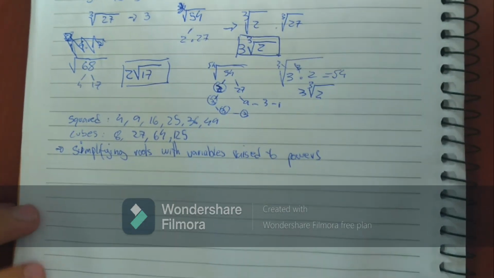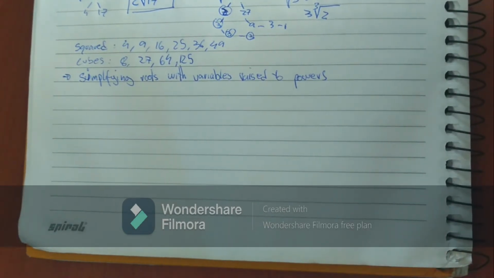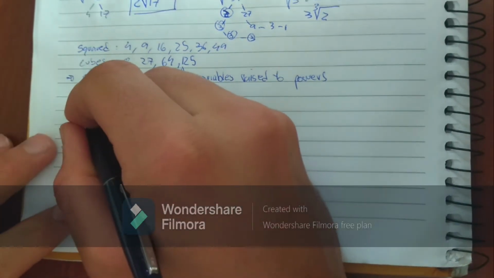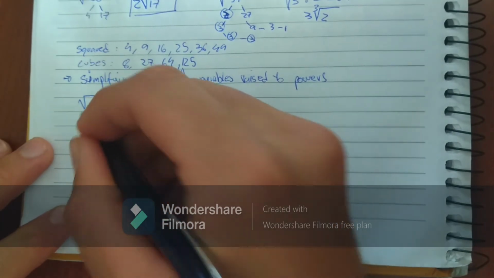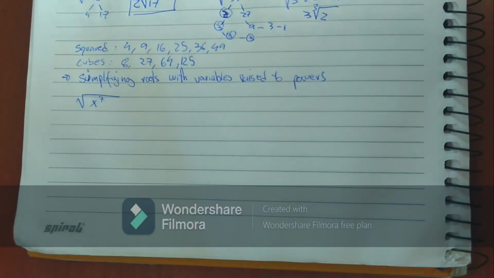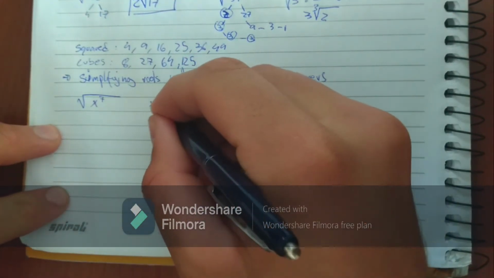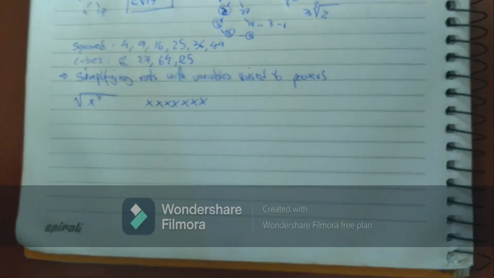But then you say, well, what if I have an x inside the root? Then we get to our last learning goal, simplifying roots which contain variables raised to powers. Let's say here we have the square root of x to the power of 7. Well, actually, this is not that complicated. x to the power of 7 could be rewritten as x times x times x times x times x times x times x. 1, 2, 3, 4, 5, 6, 7.